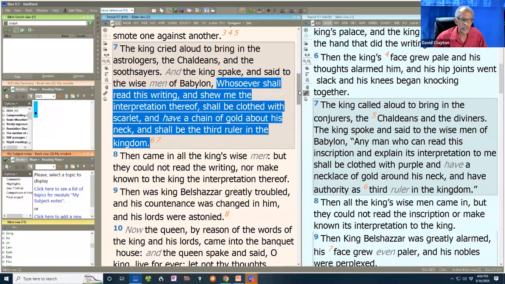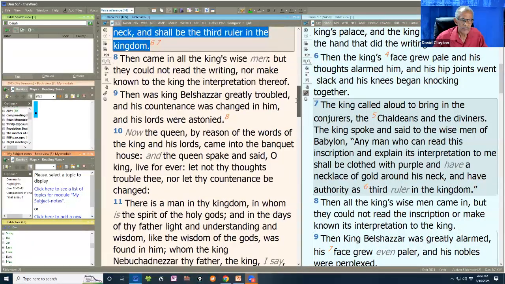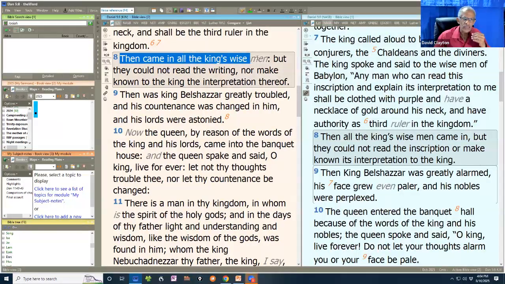It goes on now in verse 8. It says, then came in all the king's wise men. Same story over and over. It happens so many times. It happened in Daniel chapter 2, it happens in Daniel chapter 4, and now it's happening again in chapter 5. It says, then came in all the king's wise men, but they could not read the writing nor make known to the king the interpretation thereof.